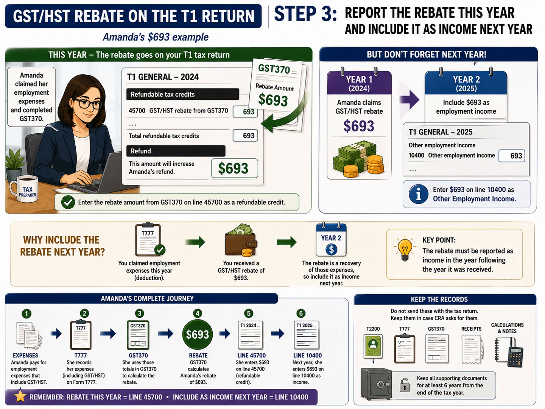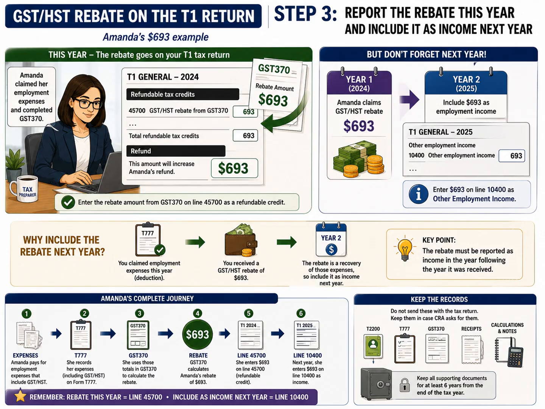For the year in which Amanda claims the rebate, the $693 is entered on line 45,700 as a GST/HST rebate from GST370. Because line 45,700 is a refundable tax credit, this amount increases Amanda's refund or reduces the amount she may otherwise owe. But there is one very important point to remember. The $693 does not simply disappear after Amanda receives the refund.